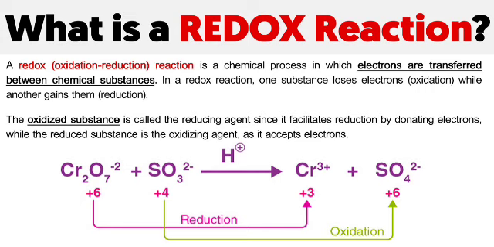-1 times 2 is what? -2. So everything should be equal to 0. So what will Fe be to neutralize the -2 here? Fe has to be +2. So Fe there is +2.